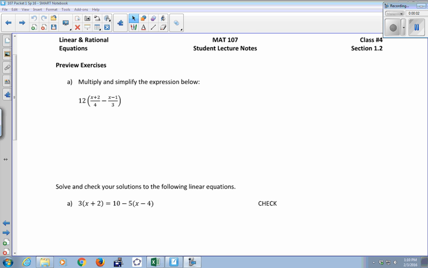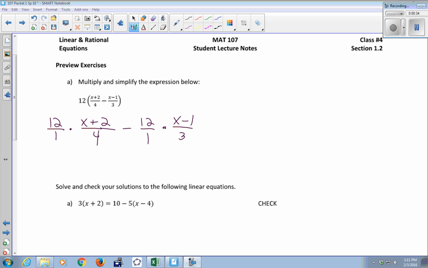First one together. Okay. So 12 times (x plus 2)/4 minus (x minus 1)/3. Okay, so I'm going to distribute my 12 to both terms here. So this is 12 over 1 times (x plus 2)/4, that's a 2, and it doesn't look like a 2, 2 over 4. And then minus 12 over 1 times (x minus 1)/3.